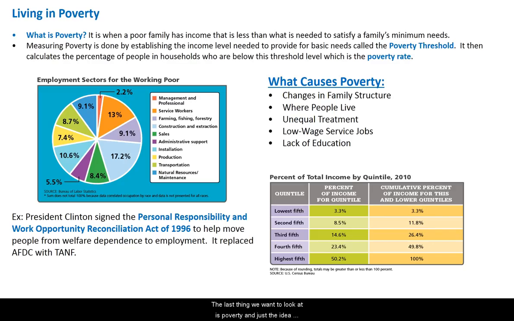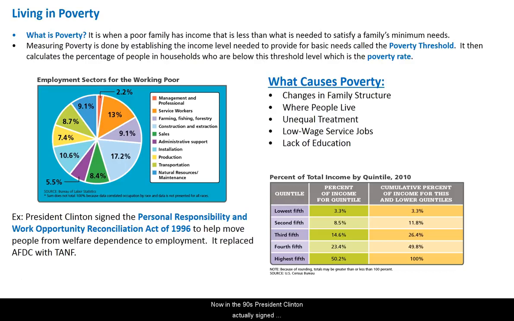All right, last thing we want to look at is poverty, and just the idea that people that make income lower than what we call the poverty threshold, this is determined by the government, and the percentage of people below this line, this line that the government establishes for a household income, is what we call the poverty rate, the percent of people that are under that line.